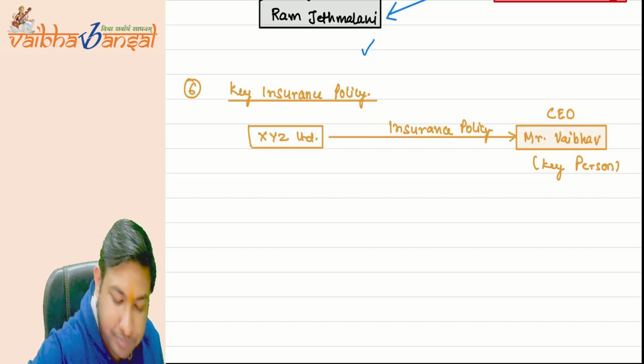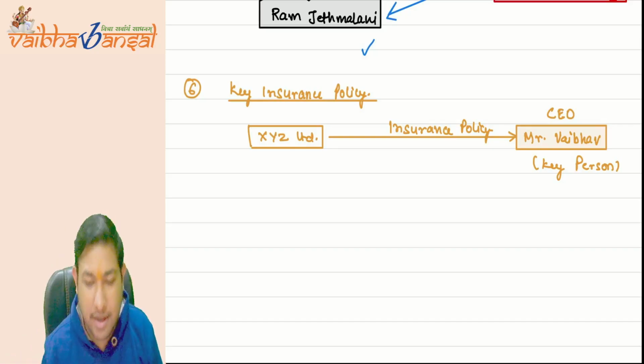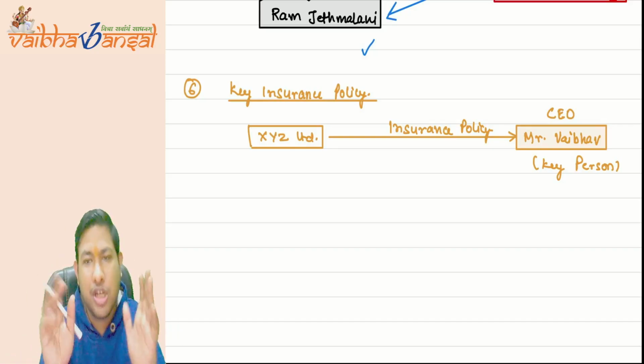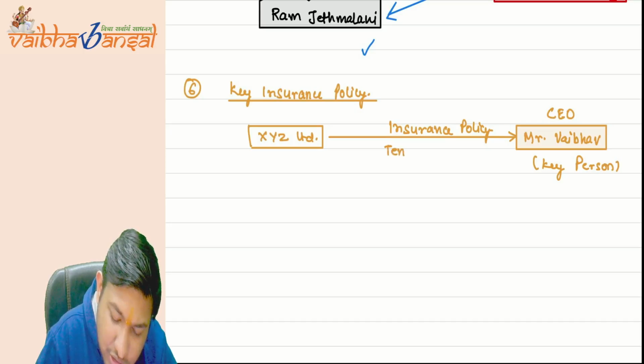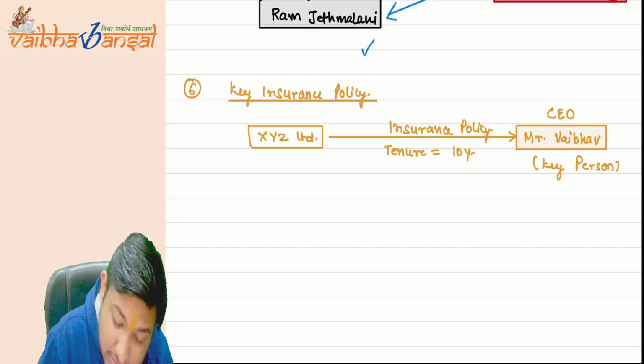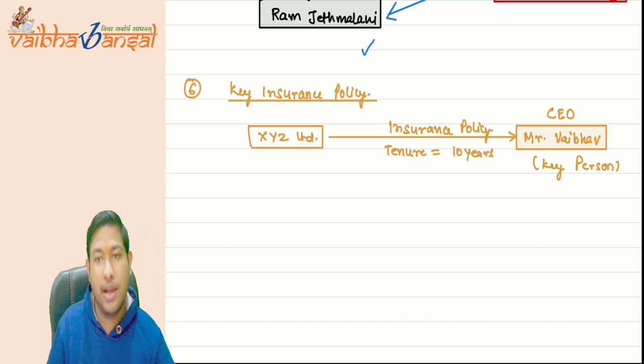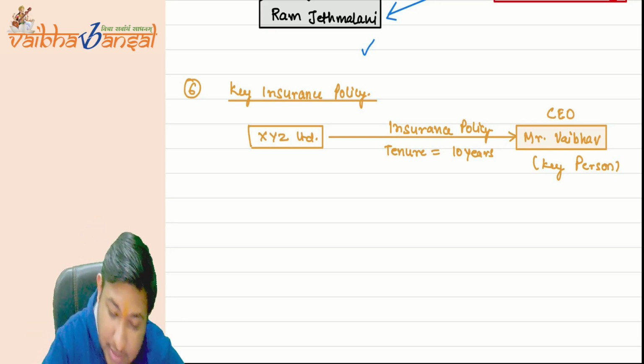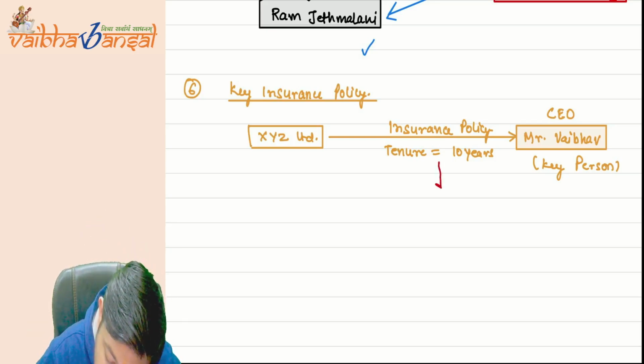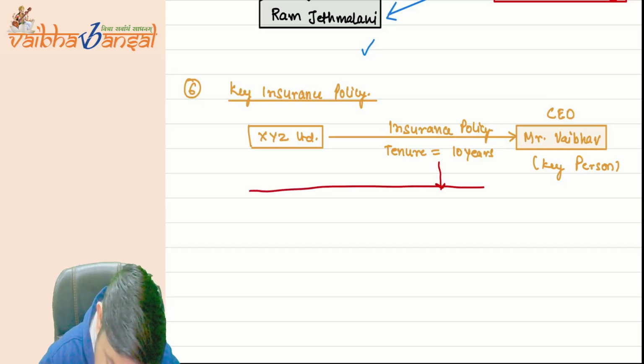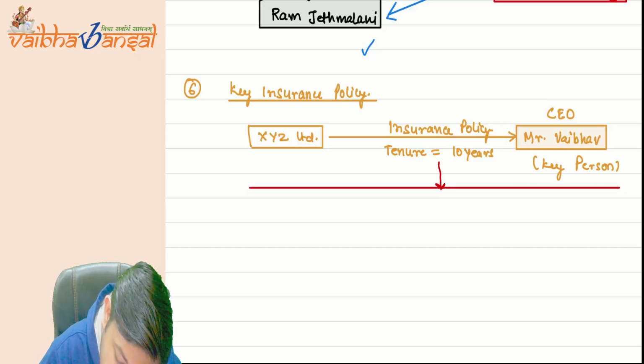But now there is a taxability angle. Suppose the insurance policy tenure is 10 years. Now there are three possibilities. We will understand all three possibilities one by one.